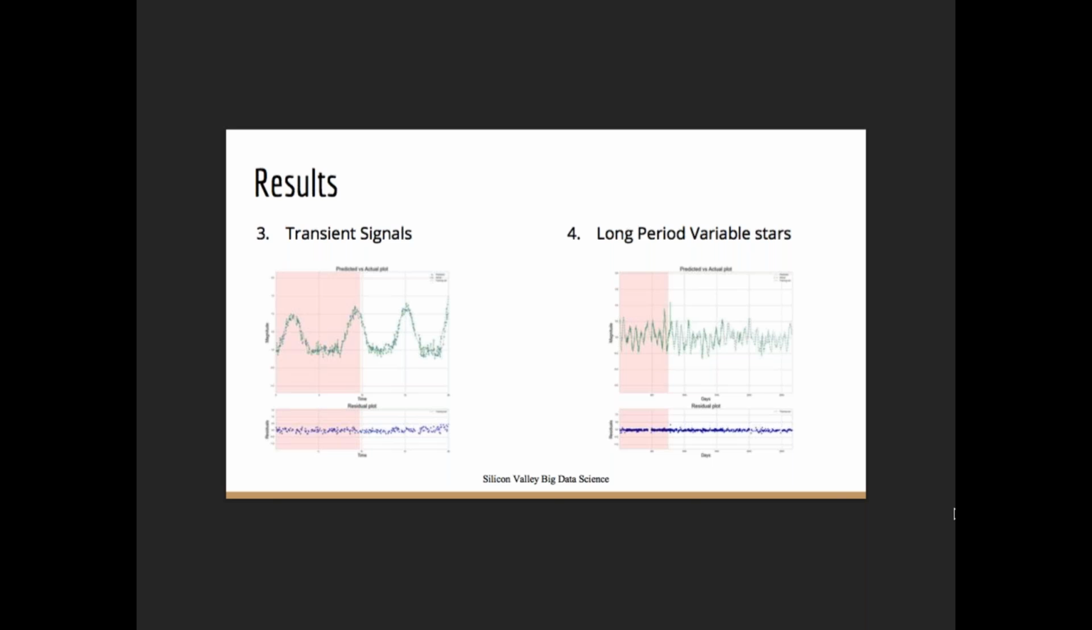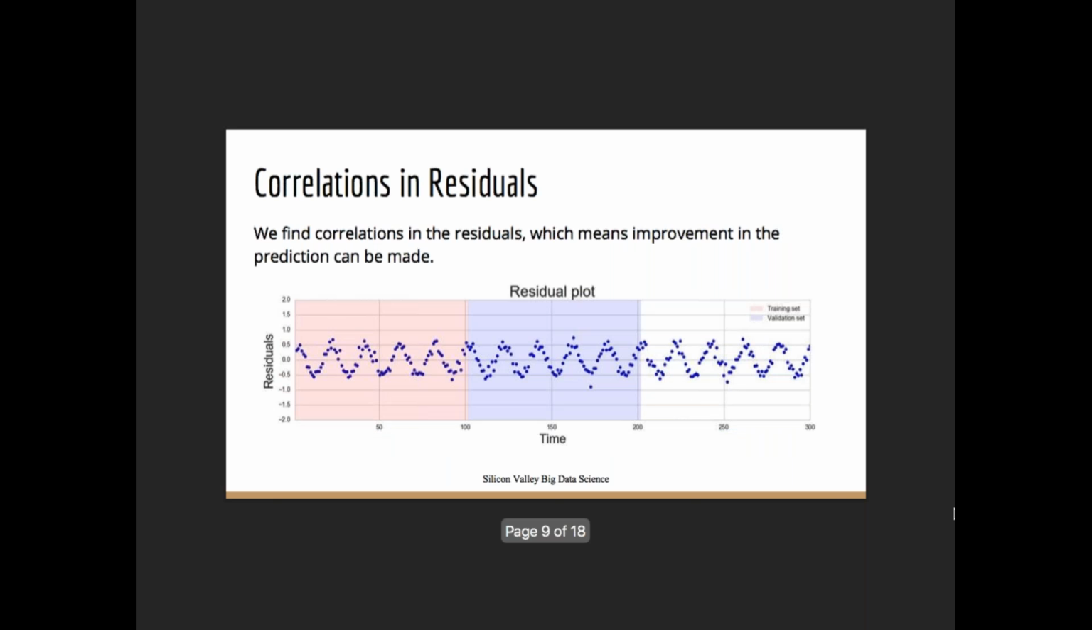And this is on real world data. This is called long period variable stars. They're variable stars, but they're kind of pseudo periodic. They don't have a very specific period. They don't have a very specific amplitude. They keep changing. So it was a good exercise to be able to use the LSTM approach to predict these. But there's a problem that we see when we use our network, which is that you see correlation in residuals.